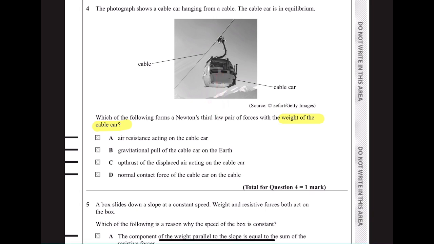And for Newton's third law to occur, you have to choose the exact same type of force. Air resistance is actually not weight or gravitational force. In option B, you can see gravitational pull of the cable car on the Earth. And this is the correct answer, as gravitational force is the same type of force, which is the weight of the cable car.